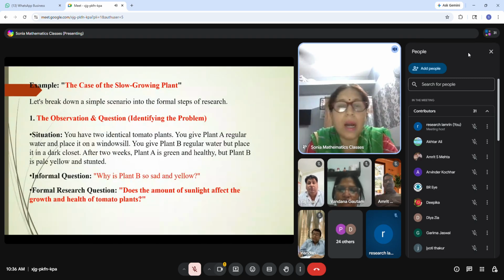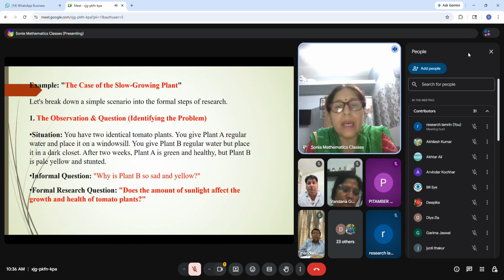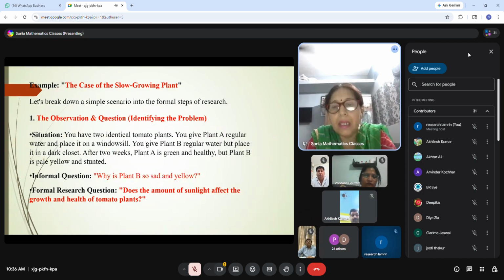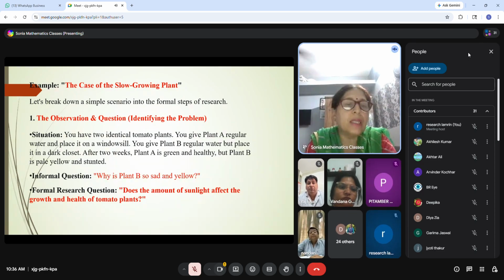You give plant A regular water and place it on a windowsill. Then you give plant B regular water but place it in a dark closet. After 2 weeks, plant A is green and healthy, but plant B is pale yellow and stunted.